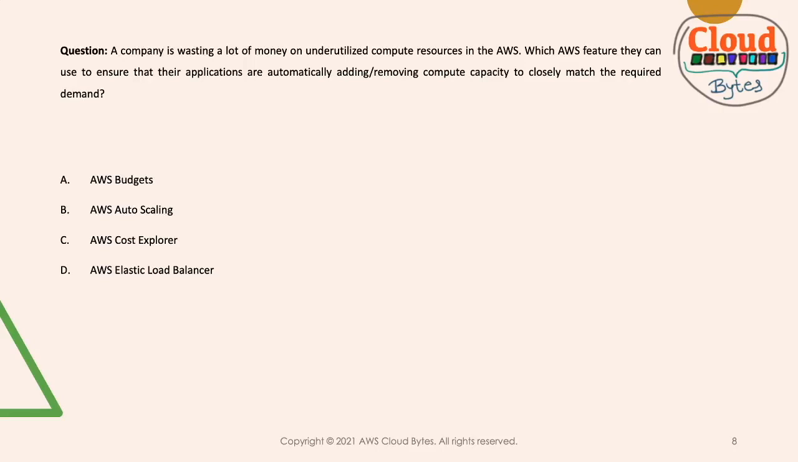Okay, moving on. A company is wasting a lot of money on underutilized compute resources. What does it mean? We're not using our compute resources in AWS. Which AWS feature can they use to ensure that their applications are automatically adding or removing compute capacity to closely match the required demand?